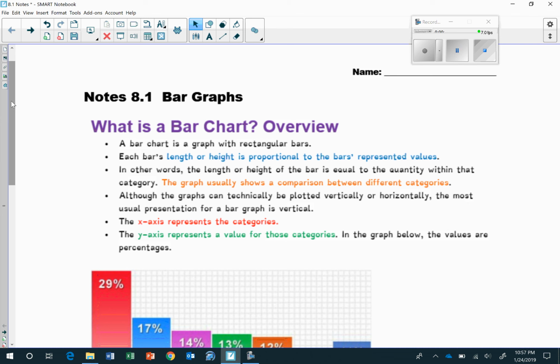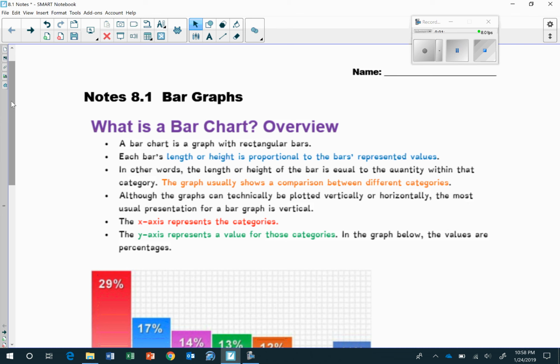So in 8.1, we're talking about bar graphs. A bar graph can also be called a bar chart. A bar chart is a graph with rectangular bars. Each bar's length or height is proportional to the bar's represented values, which basically means the length or height of the bar is equal to the quantity within that category. A bar graph is usually going to compare different quantities.